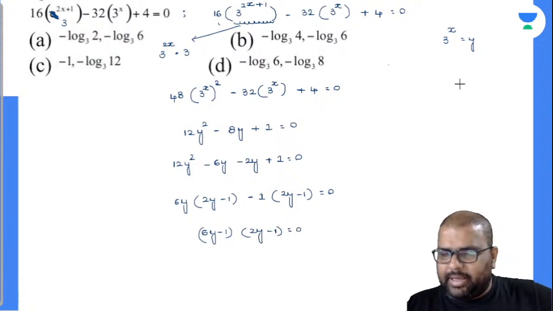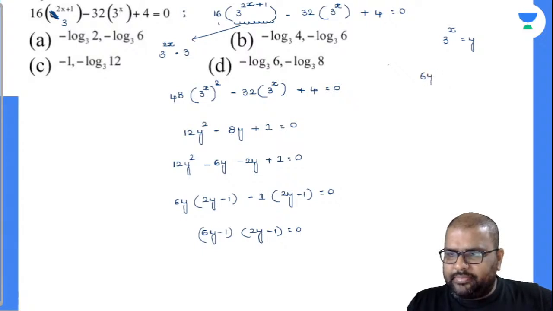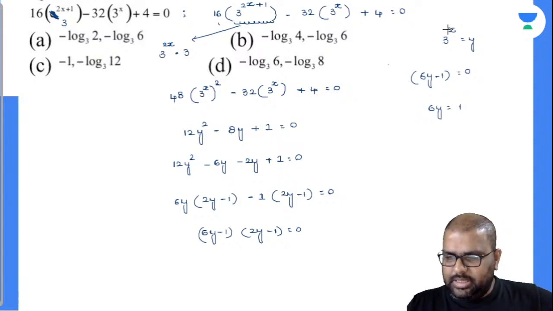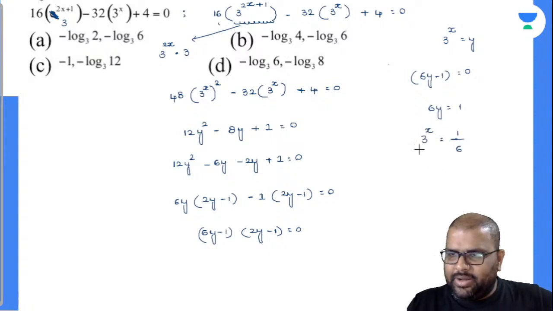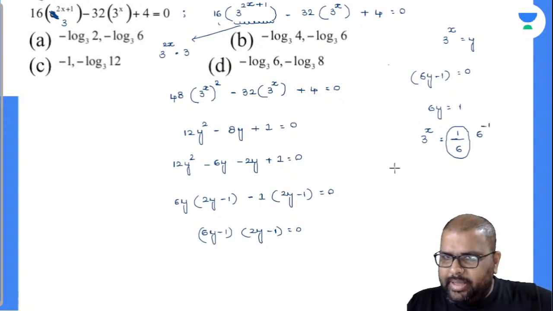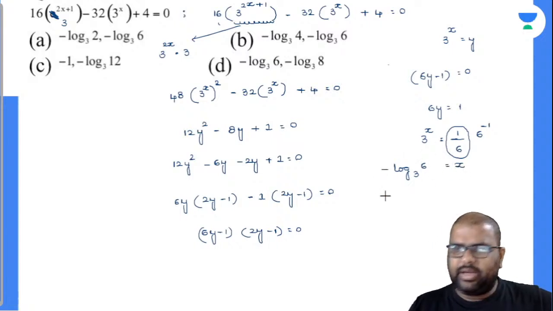Chalo, I'll come back. So 6y minus 1 is equal to 0, so I will take 6y is equal to 1. And in the place of y, I can take 3 to the power of x. So my y value, which is 3 to the power of x, I can take as 1 by 6. Am I clear? Now, can I convert this into logarithms? Yes, I can. I can write this as 6 to the power of minus 1. So see here, log base 3, 6 to the power of minus 1 will be equal to x. Now this is one root value.